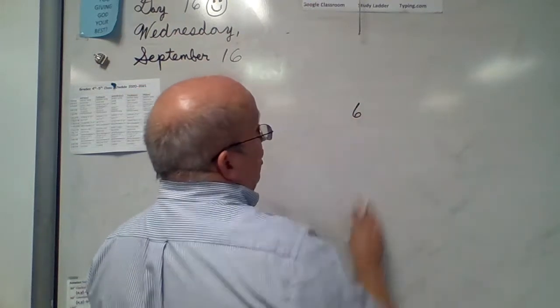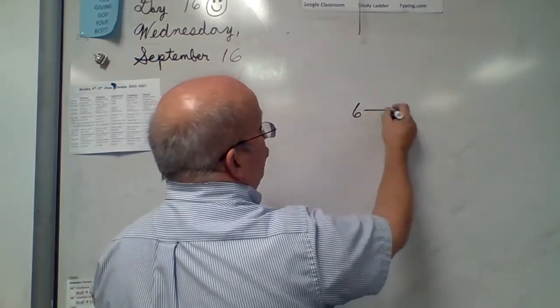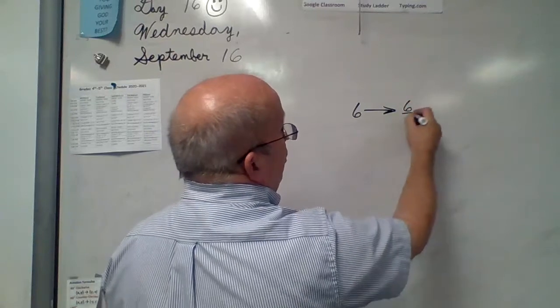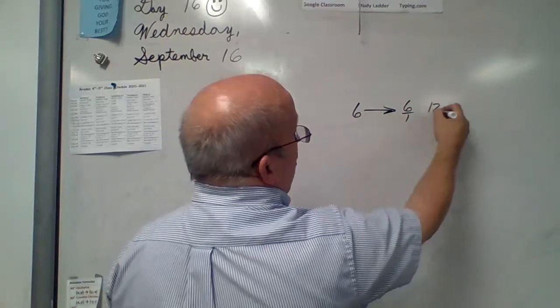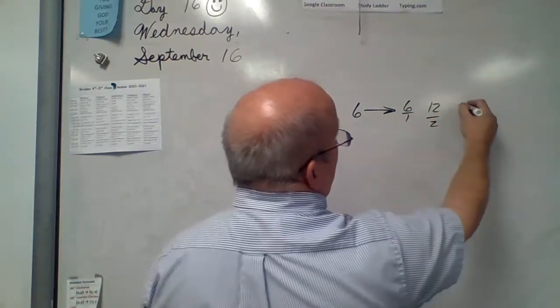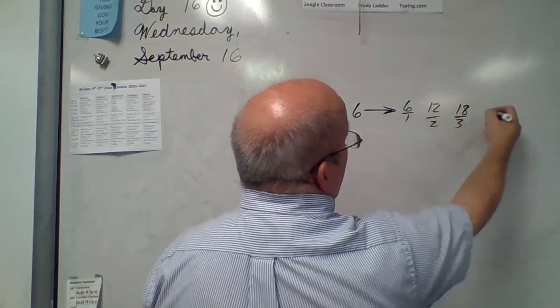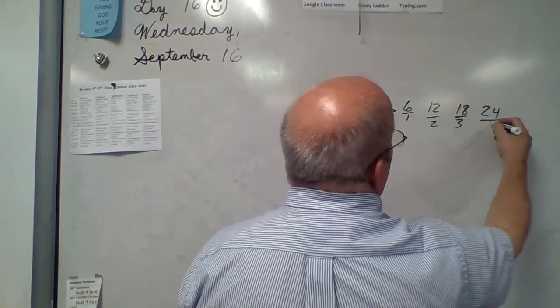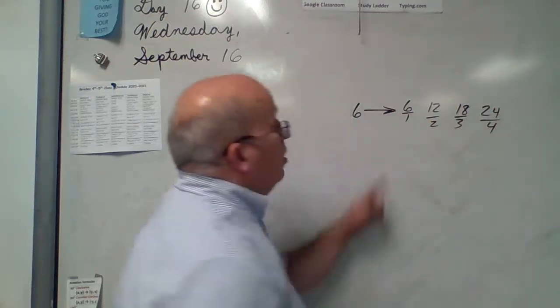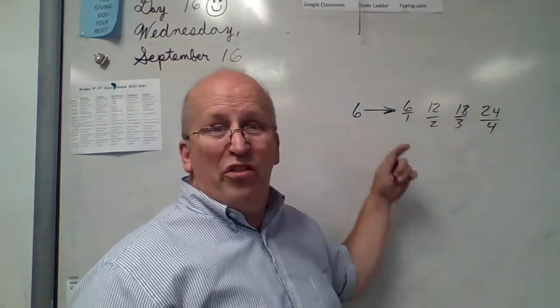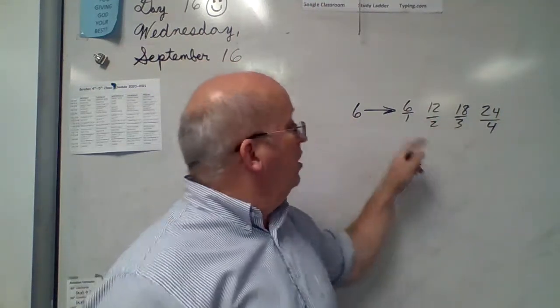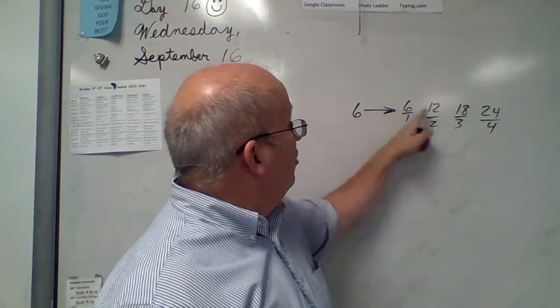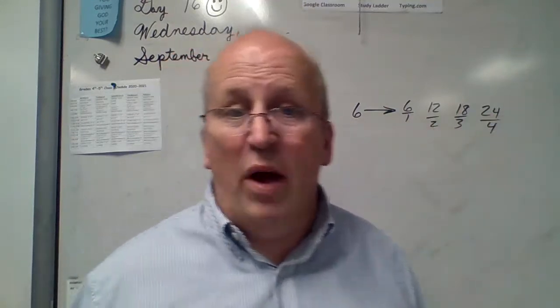The number 6 is a rational number because I can change it into a fraction. This is the number 6. All of these values equal 6. All of them are fractions. So since I can change 6 into any of these, 6 is a rational number.